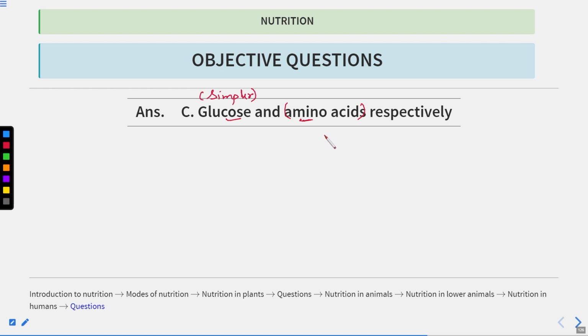We already know this about amino acids. This is amino acid 1. It combines with amino acid 2, and further amino acid 3, and a peptide bond is formed between these amino acids, and then a protein molecule is formed. So when the protein molecule is broken down, it forms amino acids. And complex molecules such as starch, or you can say maltose, are broken down into the simpler form known as glucose with the help of various enzymes such as amylase, maltase, and sucrase. These are all enzymes that are helpful in the digestion of complex carbohydrate molecules.